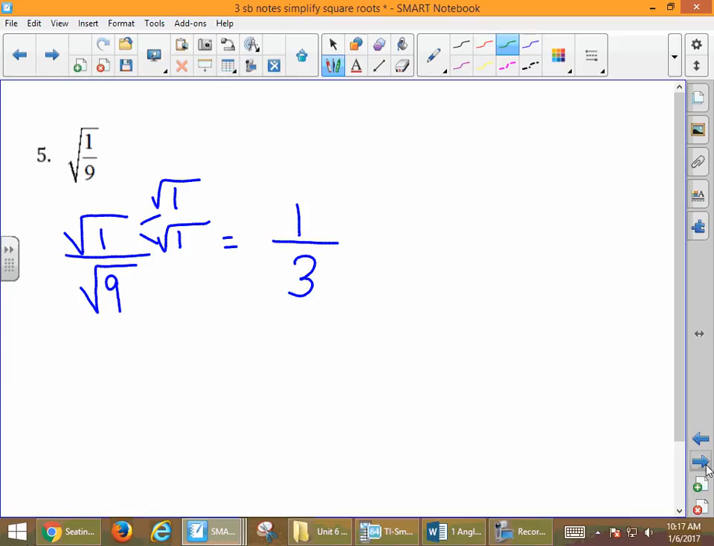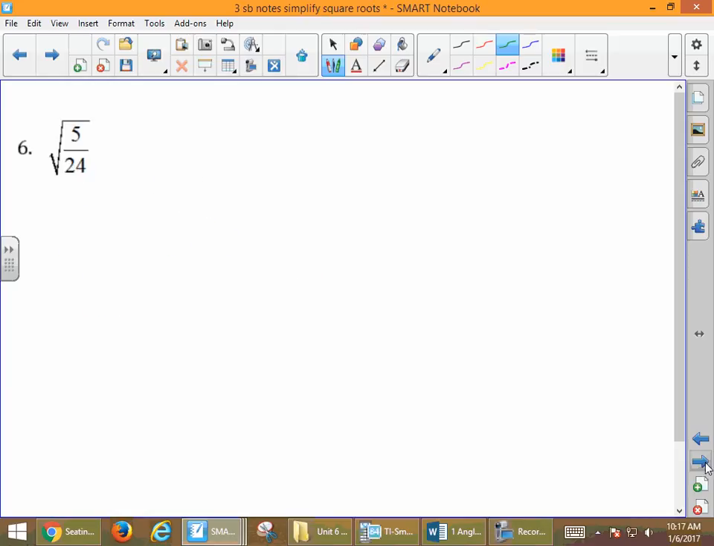So again, on problem number 6, we're going to see a fraction. And when we see a fraction, separate it. Make it the square root of 5 divided by the square root of 24. Can we do anything to the 5? No, we can't do anything to the 5. But we can to the 24.